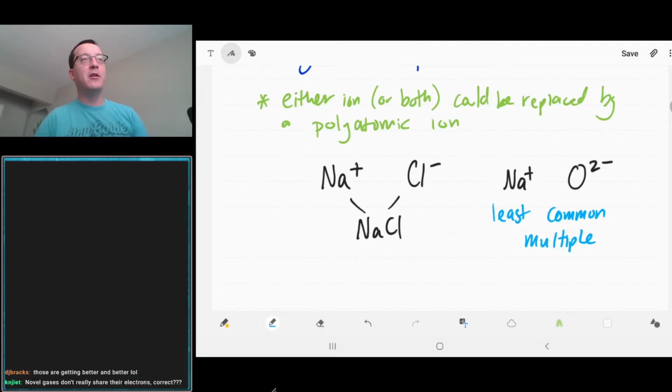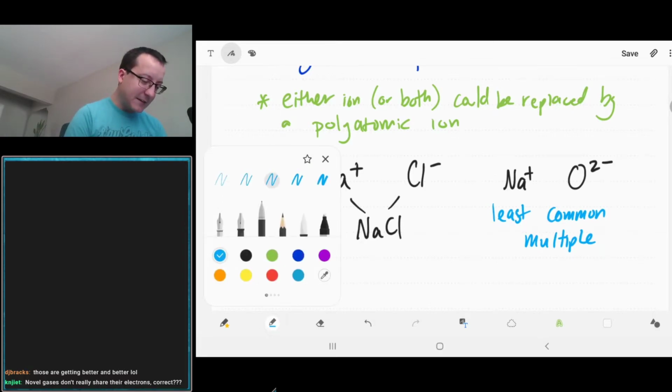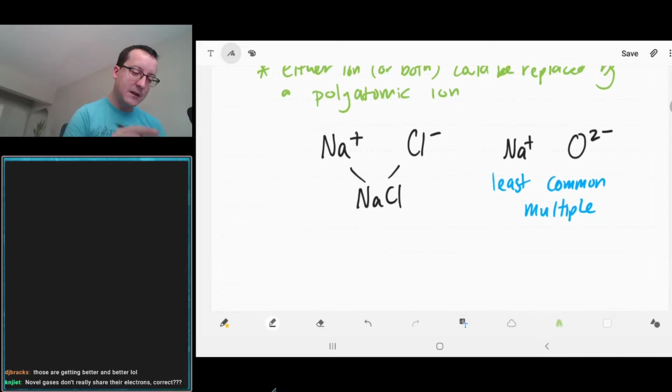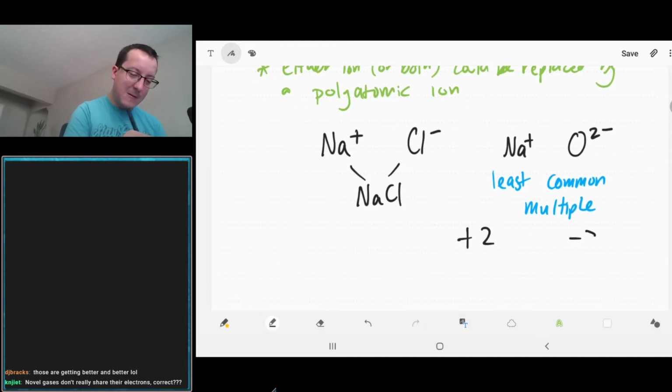If we don't remember our math from whenever we learned least common multiple, that just means we're going to try to find the smallest ratio that's going to make these balance out. And what that means is that we're looking at the numbers 1 and 2, and we're going to see what's the smallest number that's divisible by both 1 and 2. And of course that's going to be 2, right? 2 is divisible by 2, and everything is divisible by 1. So that tells us that we need our charges to be plus 2 and minus 2. That's our least common multiple here.